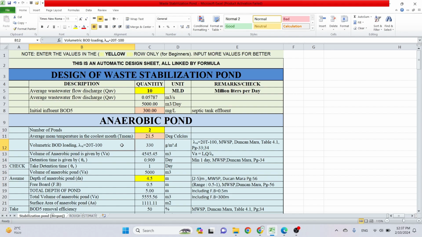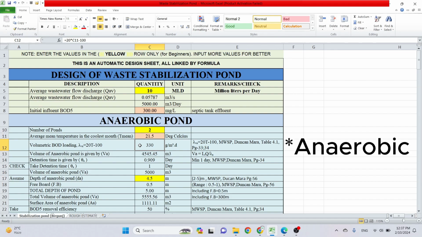It means that the anaerobic pond needs a volumetric loading rate between 100 and 400 grams per meter cube per day. The lesser value generally starts from 100, as anaerobic condition needs to be maintained, and it generally does not exceed 400 grams per meter cube per day, as there will be a problem of odor if it exceeds that. And you get the volume of the anaerobic pond as Va equals Li Q by lambda_v.